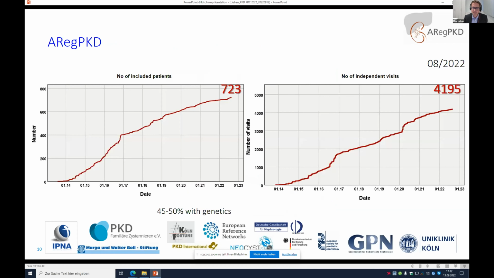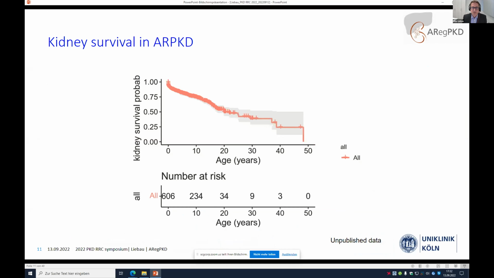And we have, as of yesterday, 723 patients that have been included, with more than 580 being active right now, with more than 4,000 independent visits. And about half of them have genetic findings. So I thought I'd show you some of the data we've learned, but also some unpublished data.